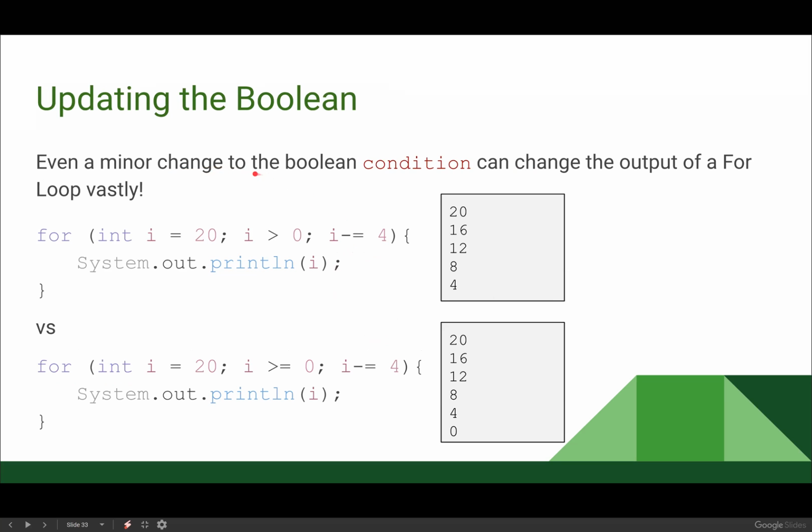And just be aware, even a minor change to the Boolean condition can change the output of your loop. So in that example from before, I had i greater than 0. If I change it to i greater than or equal to 0, I will include an entire additional value. I will include 0 in my output where I didn't include 0 before. So it's important to keep track of your condition and your starting variable because those can both affect your output.